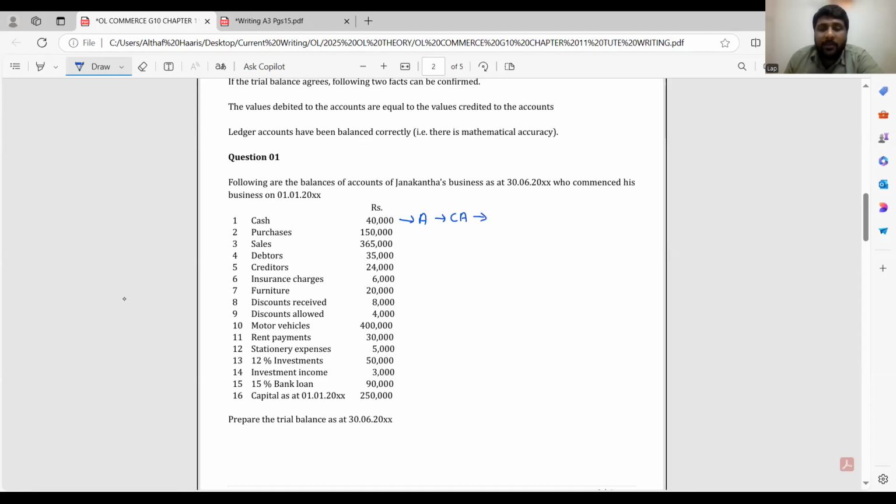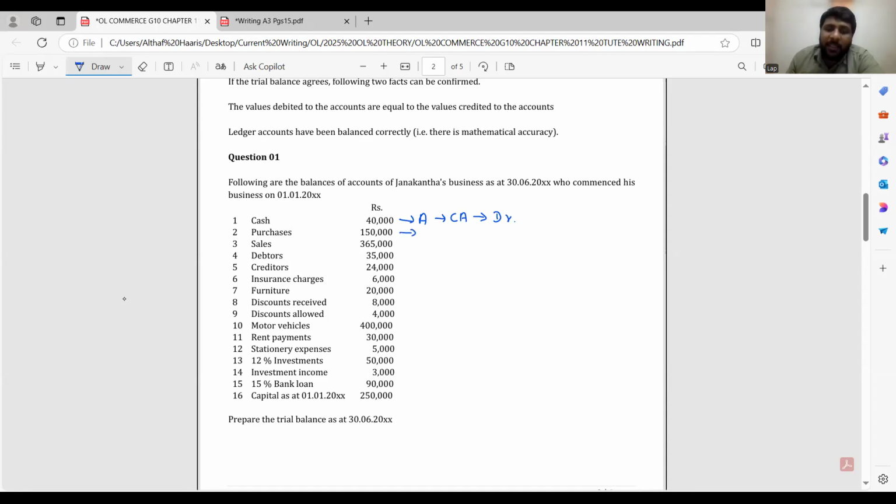Tell me, children, on which side do we write assets when they increase? Assets increase in the debit side. So this will be a debit one.